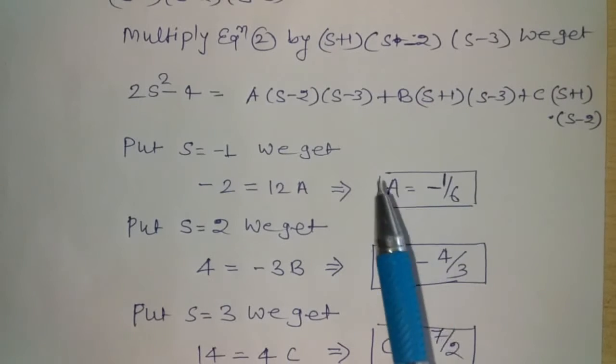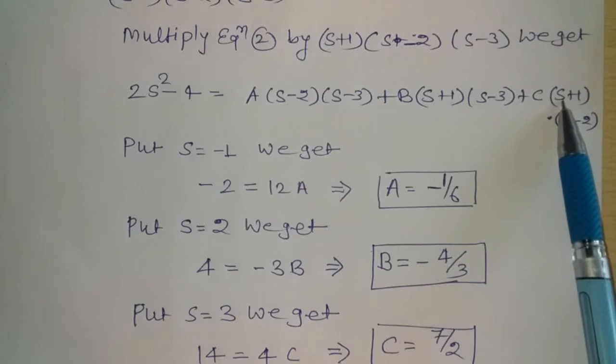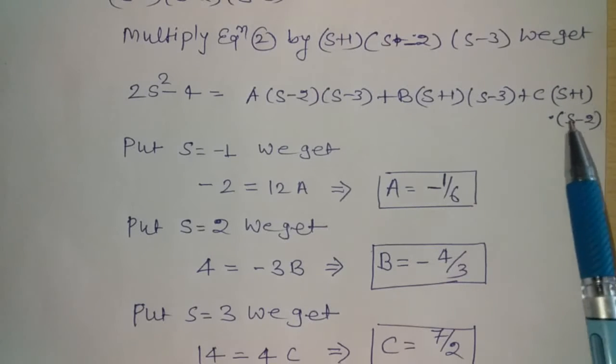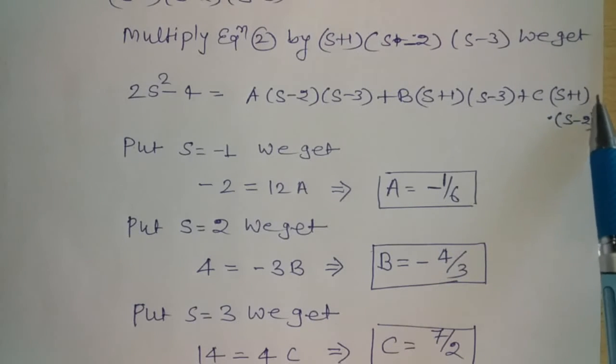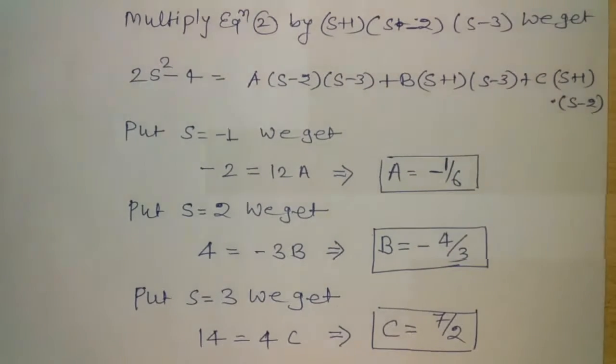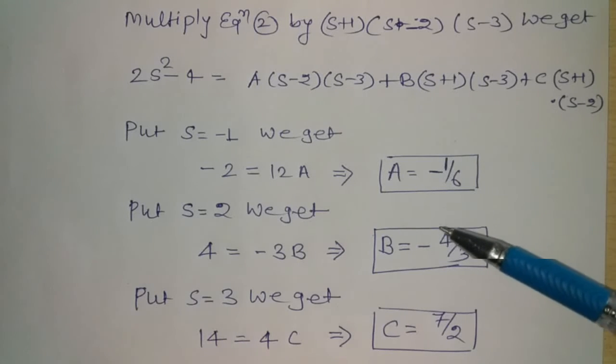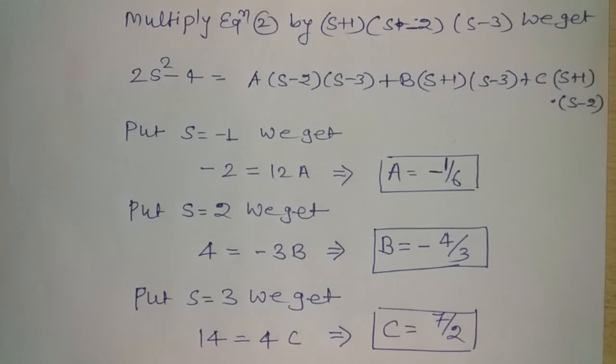And on the right hand side, these two expressions are 0, and here we have 3 plus 1, 4, and 3 minus 2, 1. So we have 4c. So 14 equal to 4c gives c equal to 7 by 2, that is 14 by 4, which is equal to 7 by 2. So this way we find the values of constants a, b and c.